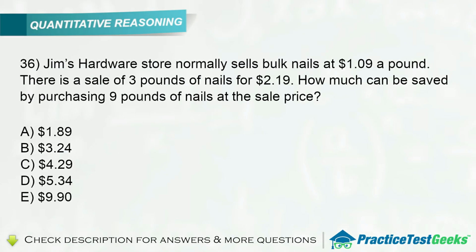Question 36. Jim's hardware store normally sells bulk nails at $1.09 a pound. There is a sale of 3 pounds of nails for $2.19. How much can be saved by purchasing 9 pounds of nails at the sale price?